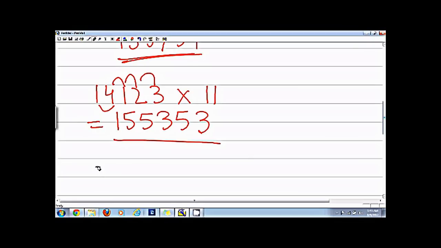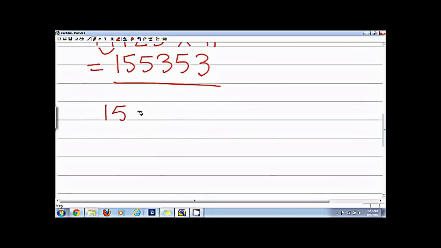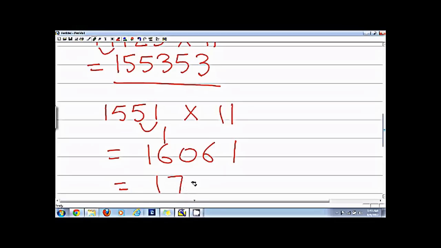For example, now I have 1551 and I want to multiply it by 11. In this case I'll have 1, and then 1 plus 5 is 6, and then 5 plus 5 is 10. So I write 1 here, and then 5 plus 1 is 6 and then 1. So the answer will be 17061. Am I correct or not?